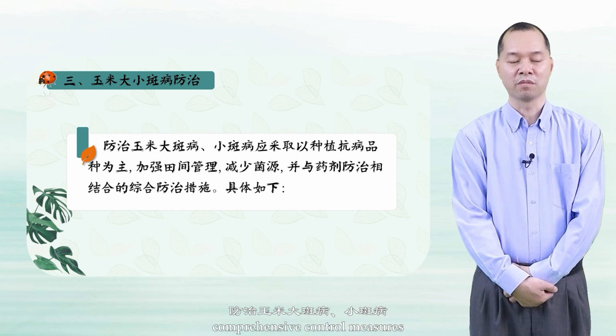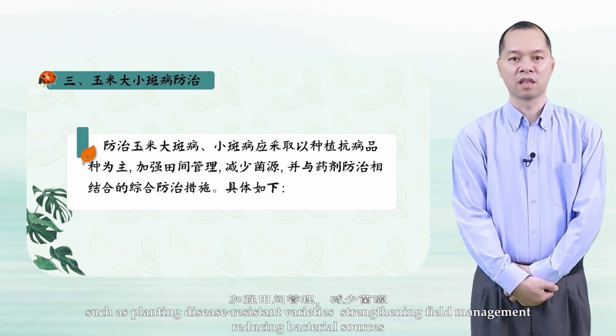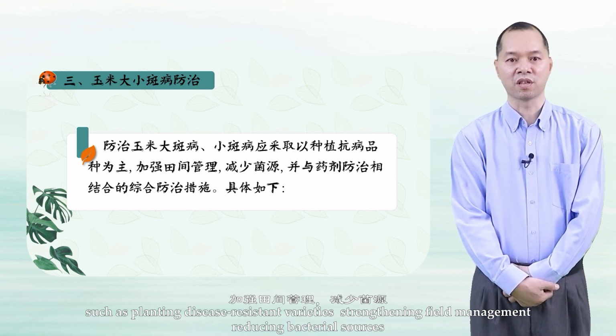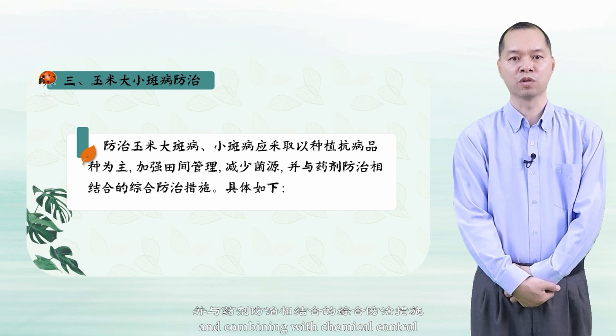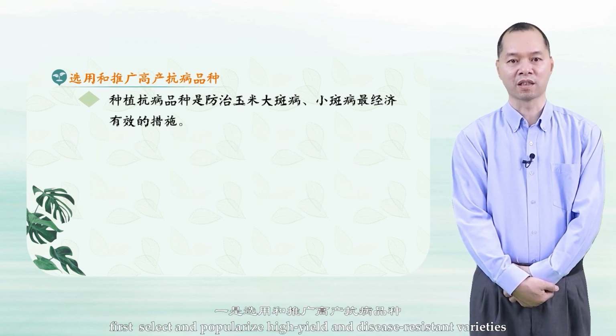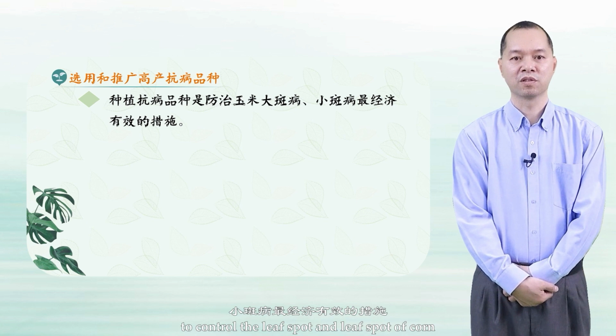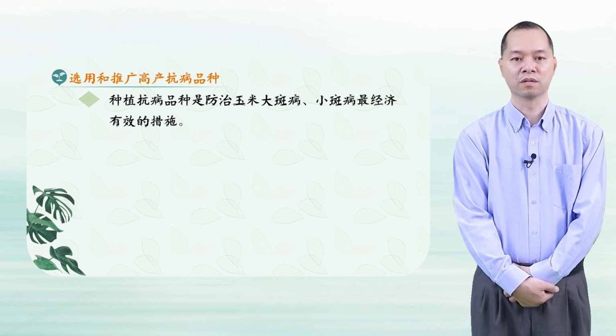Comprehensive control measures should be taken to control the big and small leaf spot of corn, such as planting disease-resistant varieties, strengthening field management, reducing bacterial sources, and combining with chemical control. First, select and popularize high-yield and disease-resistant varieties. Planting disease-resistant varieties is the most economical and effective measure to control corn leaf spot.